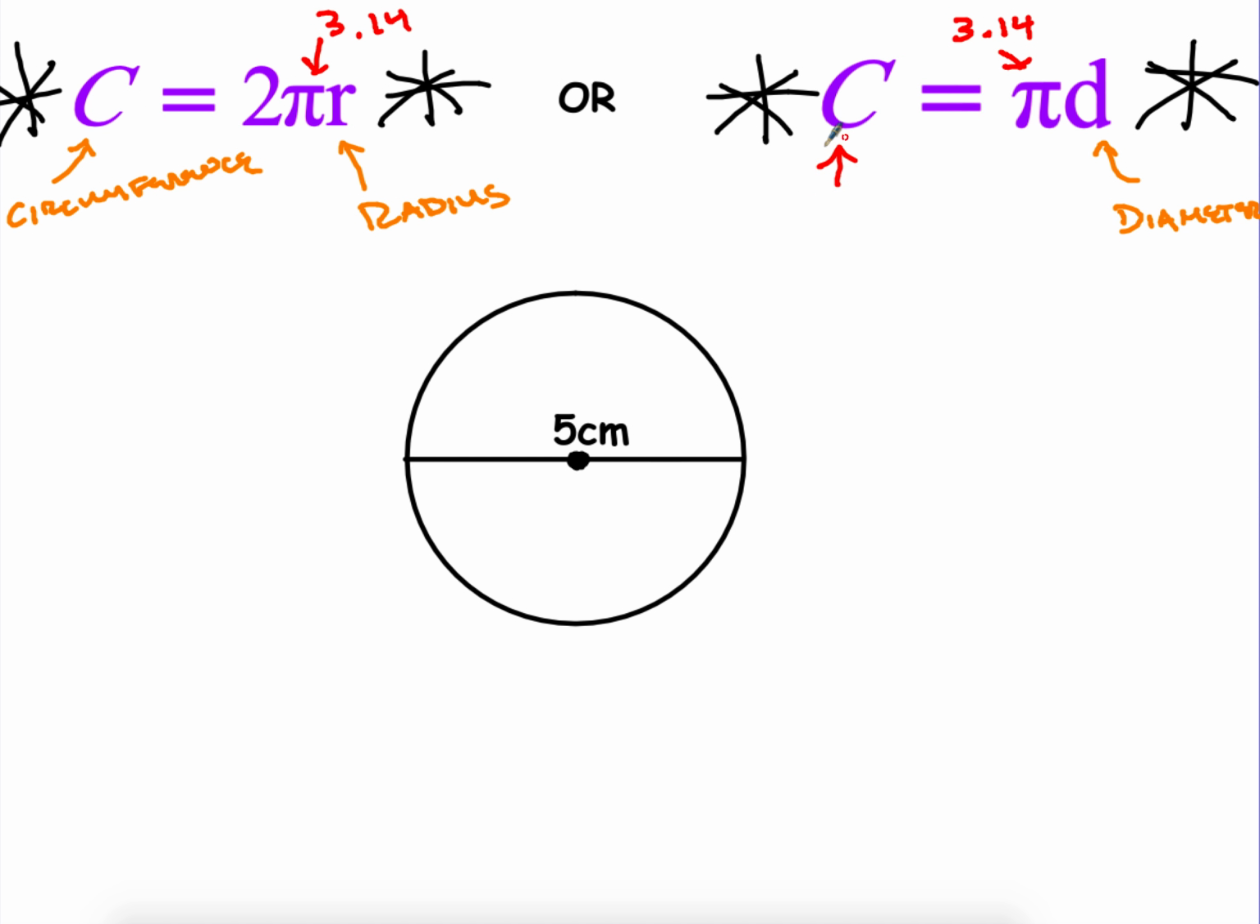Okay, so these are the big formulas today. These are what we're going to use. We know that C stands for circumference. We know what pi is. We know d is for diameter. And we know r stands for radius.